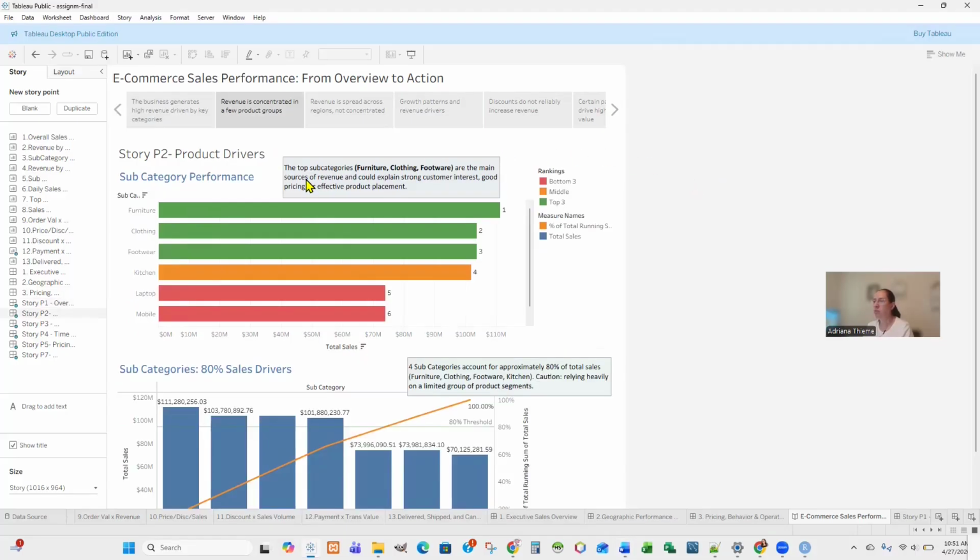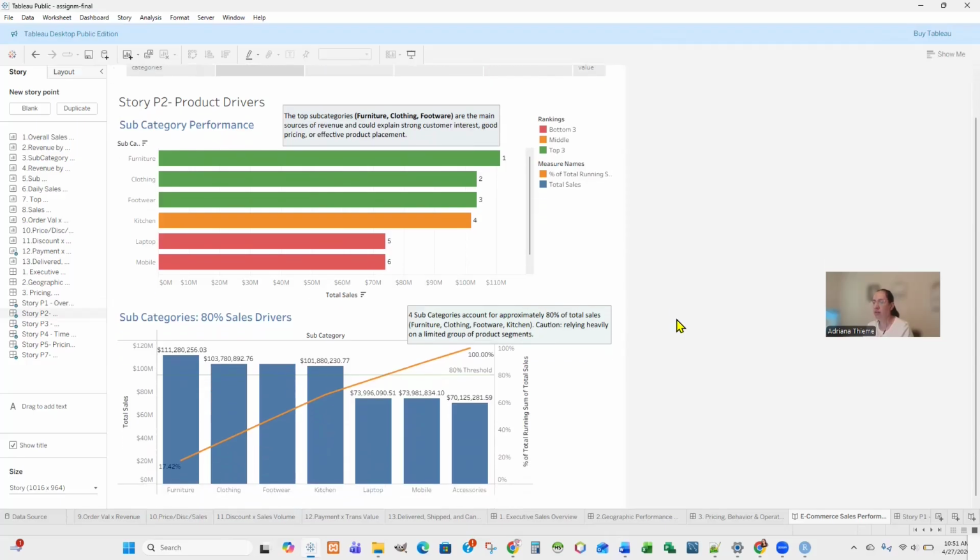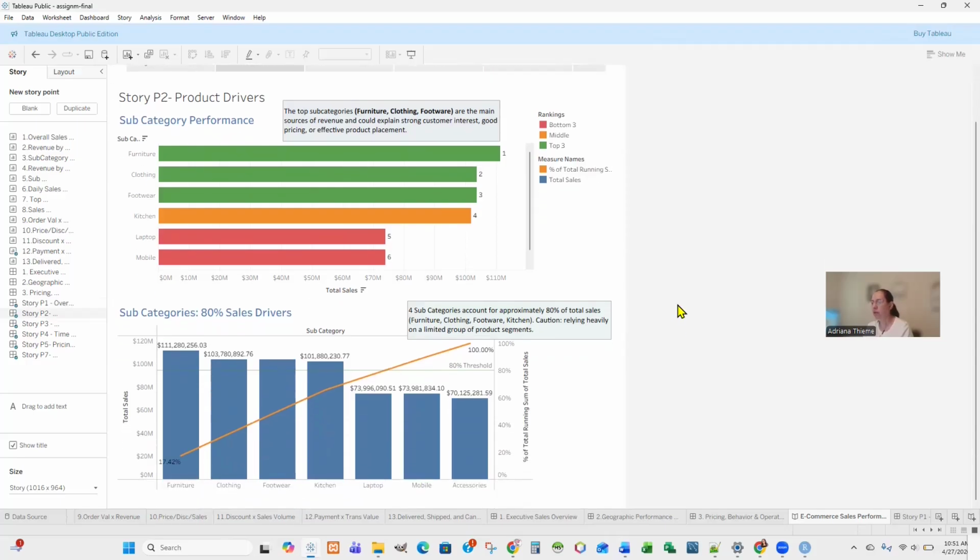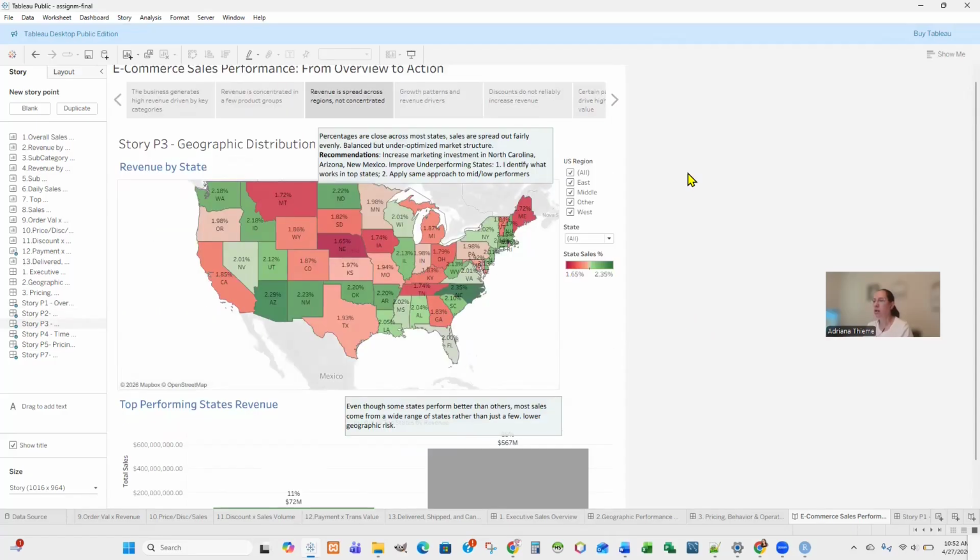So in this point, we can see that the top subcategories of furniture, clothing, and footwear are the main sources of revenue and could explain strong customer interest, good pricing, or effective product placement. And we can see that the 80% sales drivers, furniture, clothing, footwear, and kitchen, account for approximately 80% of sales. And we see a bit of a risk here where companies rely too heavily on these four segments and not enough on the other three segments that we have. So we have opportunity to explore laptop, mobile, and accessory sales to make sure that our categories even up in sales volume.